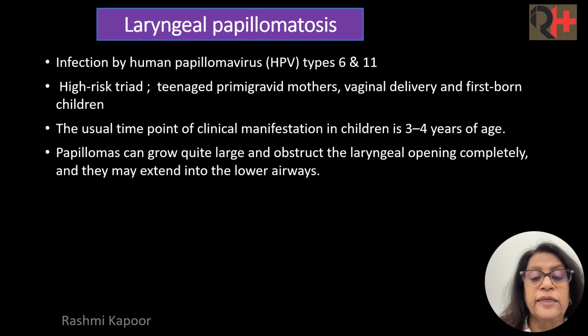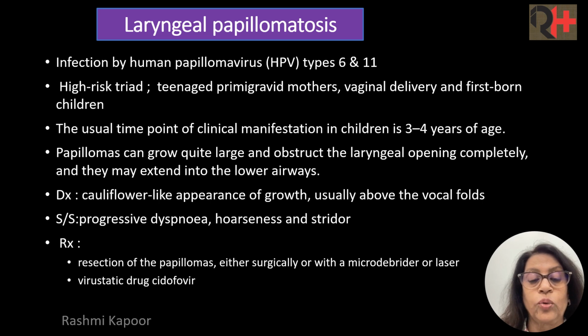So, laryngeal papillomatosis is an infection by human papilloma virus type 6 and 11. There is a high risk with the triad of teenaged primigravida mother, vaginal delivery, and firstborn children. The usual point of clinical manifestation is 3 to 4 years of age. Papillomas can grow quite large and obstruct the laryngeal opening completely, as they did in this child, and they may extend up to the lower airway.